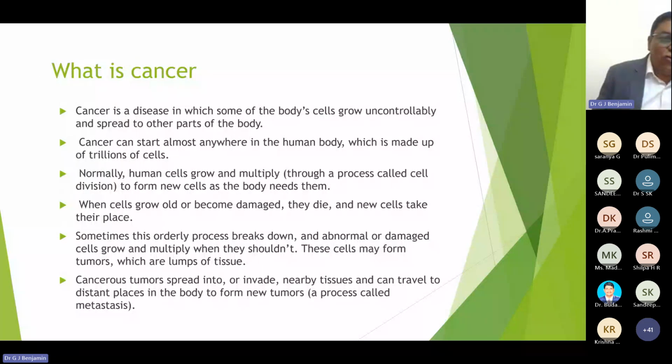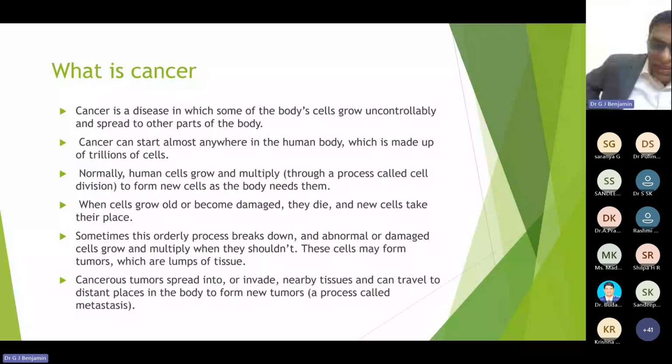Now we'll come to what is cancer. The way you can explain this, cancer is a disease in which some of the body cells grow uncontrollably and spread to other parts of the body. The growth of cells is so huge, which does not serve a purpose, and we are growing more and more. Cancer can start from almost anywhere in the human body, which is made up of trillions of cells. Normally, a human cell grows and multiplies through a process called cell division to form new cells as the body needs them.